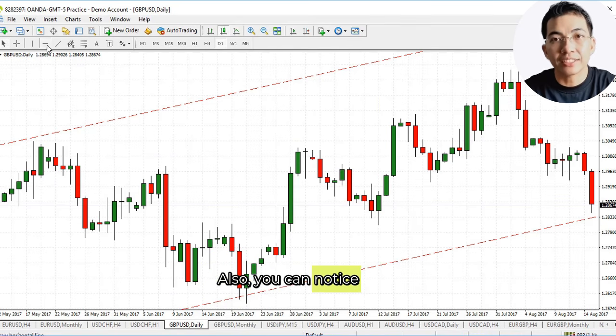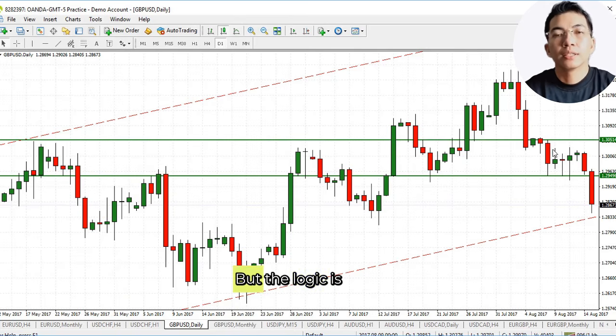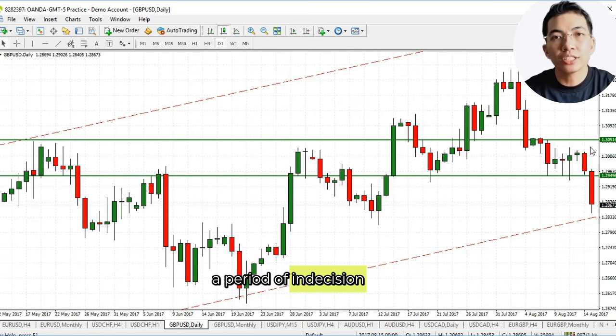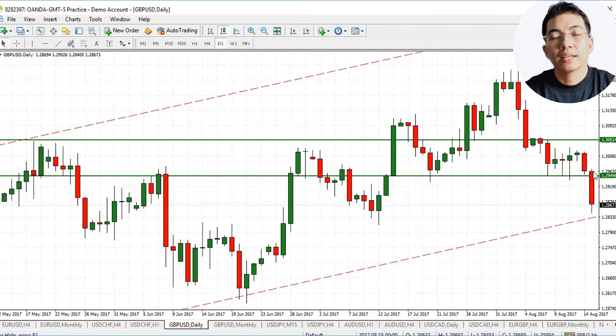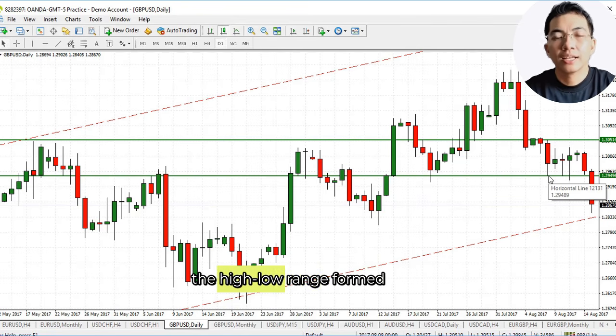This is not a surprise, we were expecting the price to reach the bottom. Also you can notice that there is a master candle here, even if this shadow is going lower than the bottom level, but the logic is still the same. You can see that after this candle that continues to push the price down, there is a period of indecision with candlesticks with a very small real body. Then there is a red candle and another red candle that breaks the high-low range formed by the master candle.